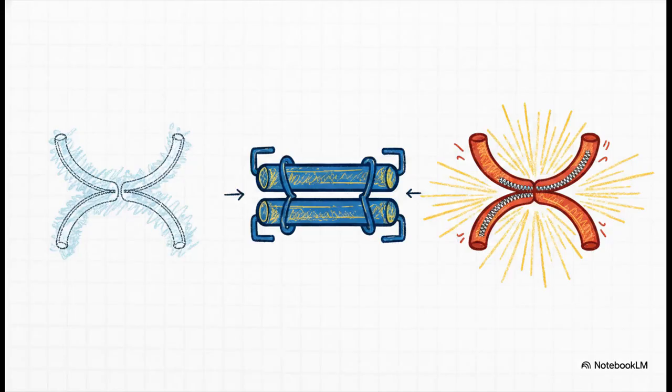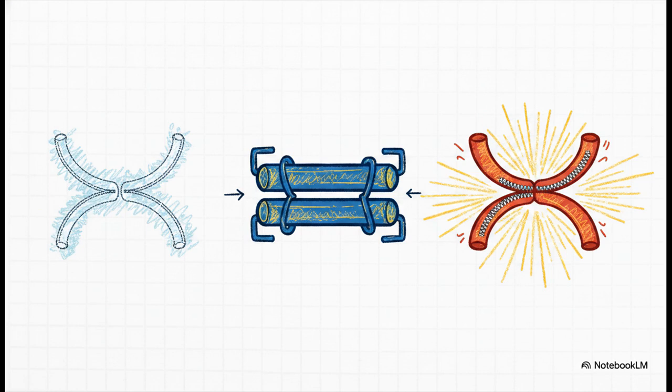Once those testes actually differentiate, they unleash a highly specific, perfectly timed chemical bath. First, Sertoli cells release anti-Müllerian hormone, or AMH, which forces the female ducts to naturally regress. Meanwhile, fetal Leydig cells start secreting testosterone. Crucially, out in the peripheral tissues, that testosterone gets converted into a much more potent androgen called DHT by an enzyme called 5-alpha reductase. It's actually the DHT that promotes the physical fusion of the urethral folds to fully form the penis and urethra.